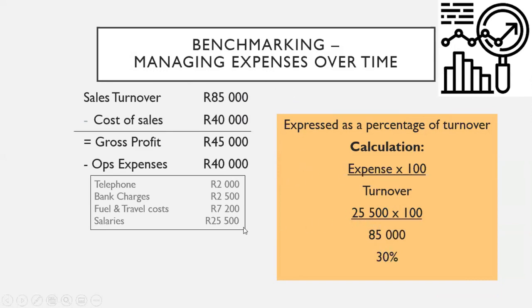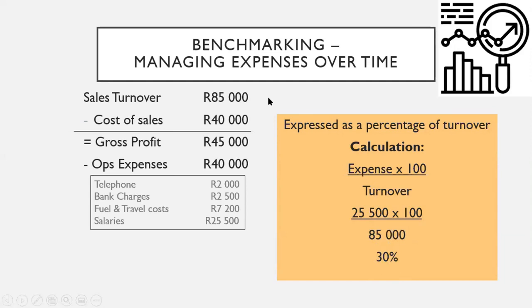So in this example, we've used a salary bill. 25,500 times 100 divided by your 85,000 will give you 30% as your amount expressed as a percentage of turnover. And so you would do this for each and every one of these amounts so that you can compare over time. And that's what we're hoping to achieve here.